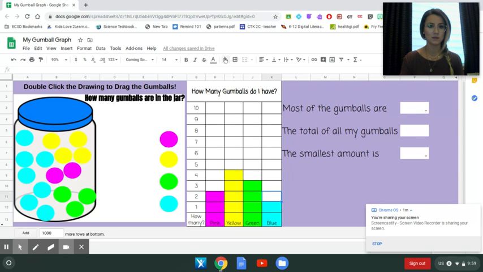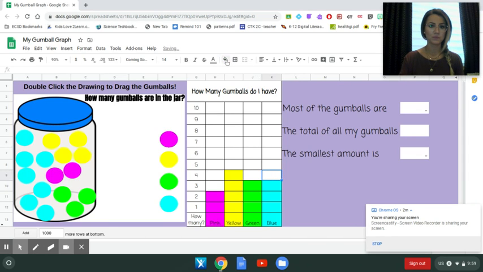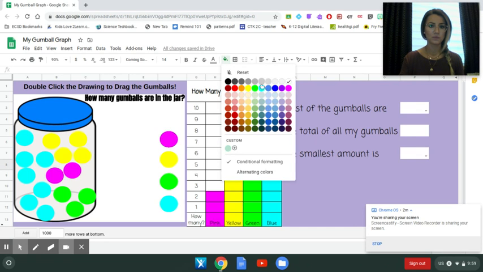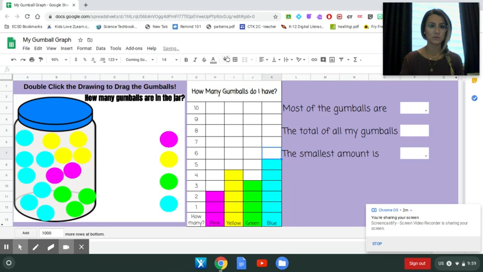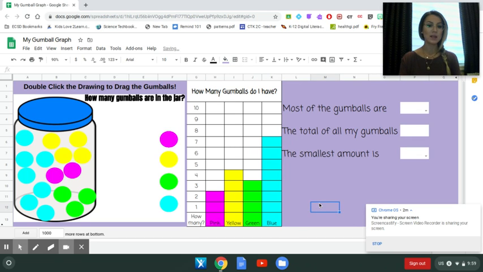1, 2, 3, 4, 5, 6, and 7. Now I filled in my bar graph, so I'm done my first part. Now I have some questions to answer, so I need to analyze my results.